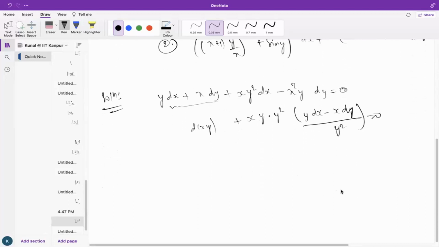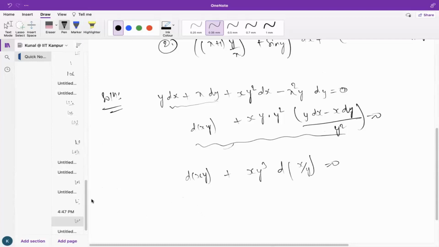So we can write this term as d of xy plus x y cube, but d of this whole term we can write as d of x by y. We already dealt with this thing in exact differential equation, and this is equal to 0. Now, in the previous class we all dealt with one thing.